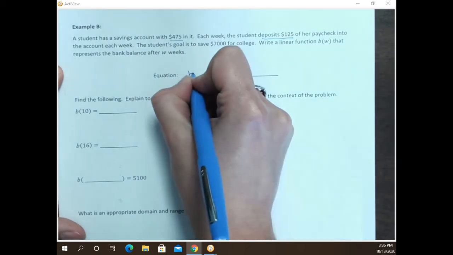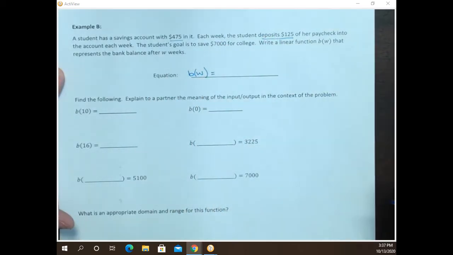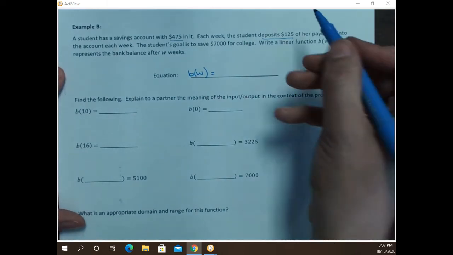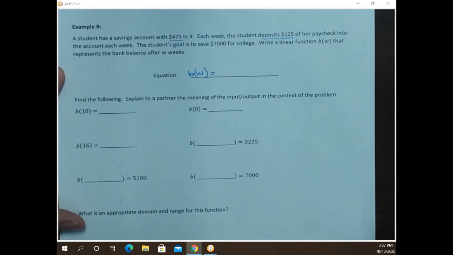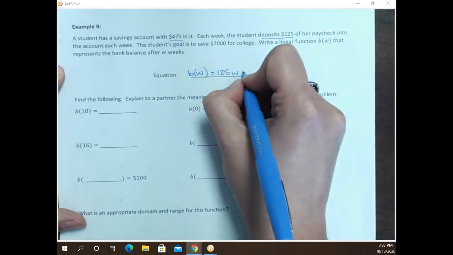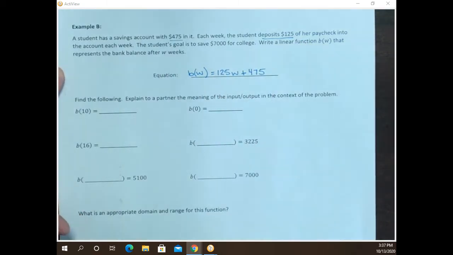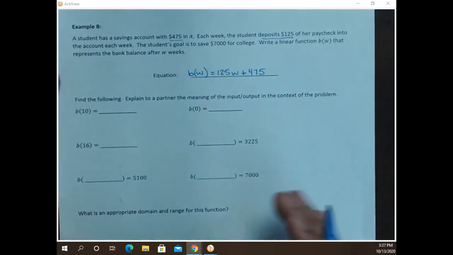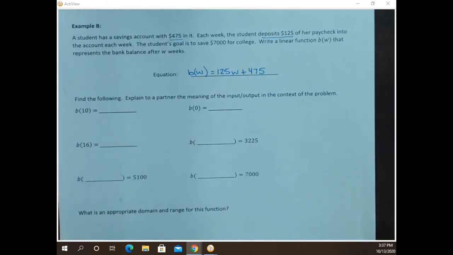So our function this time, we're going to use b of w. And this time, since we're not taking money away, we don't want this weekly change to be negative. We want it to be positive since we're adding. So this would be 125w plus 475, that original amount.